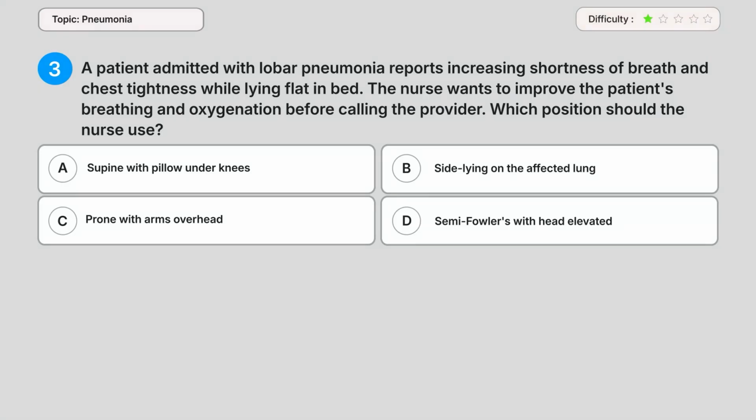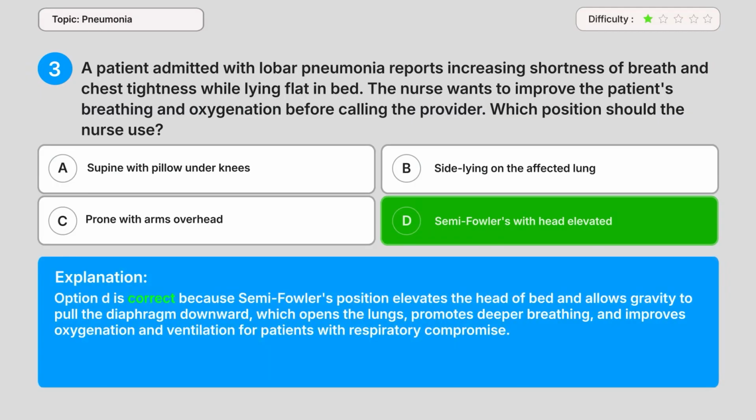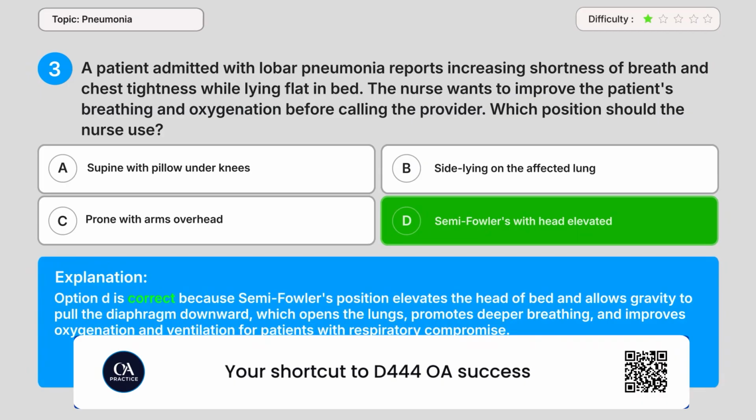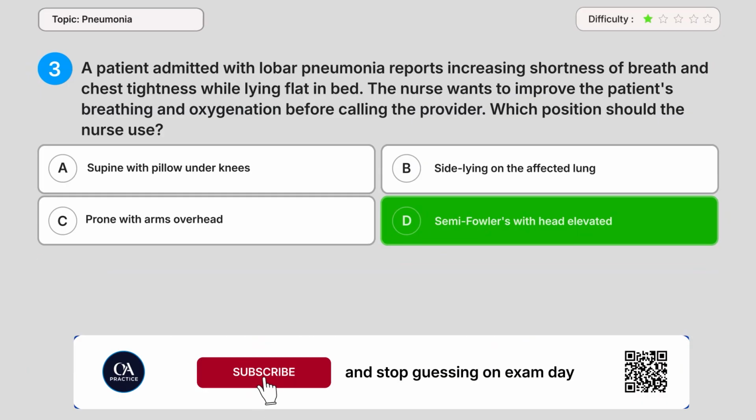Correct answer. D. Semi-Fowler's with head elevated. Semi-Fowler's position elevates the head of bed and allows gravity to pull the diaphragm downward, which opens the lungs, promotes deeper breathing, and improves oxygenation and ventilation for patients with respiratory compromise.